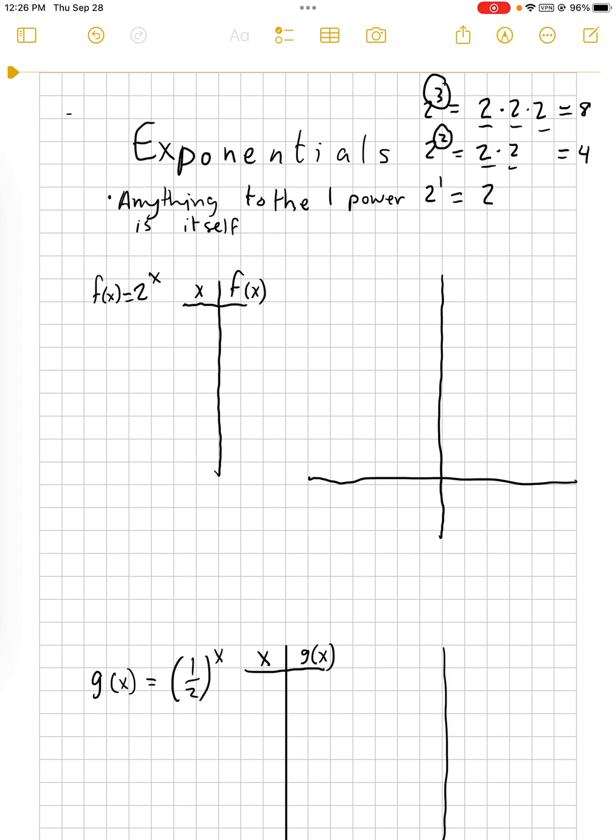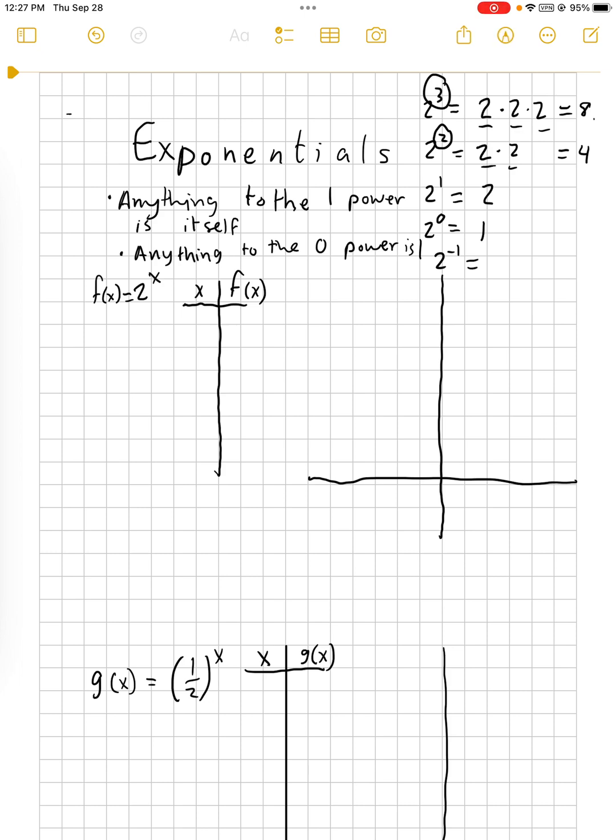Another very important thing to remember is that 2 to the 0 power becomes 1 every single time. That is always true. Any number raised to the 0 power becomes 1. We have yet to talk about negative exponents, at least this year.